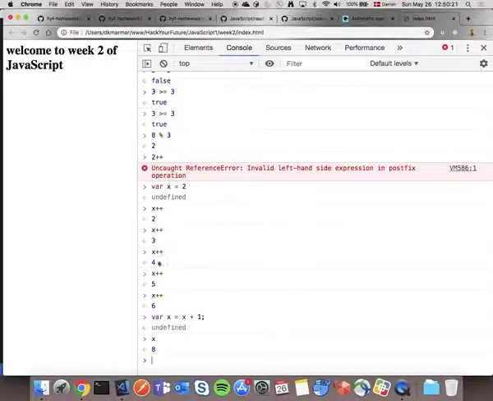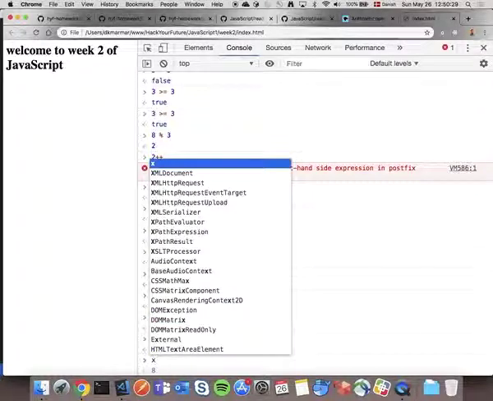Another way of using it, and of course, if you use minus minus, it goes down. That's probably a given, and it's always after the variable, never before.